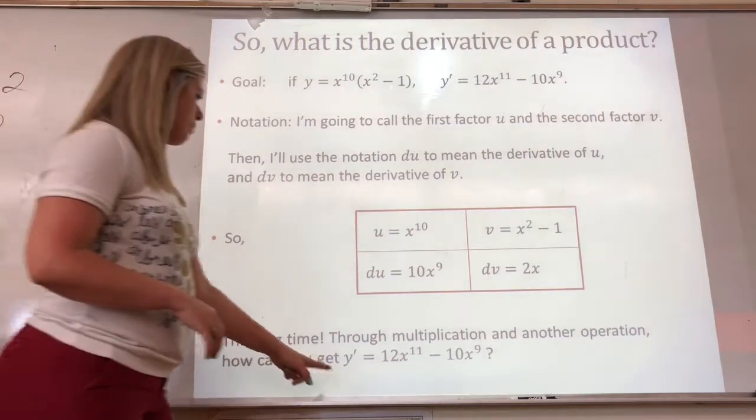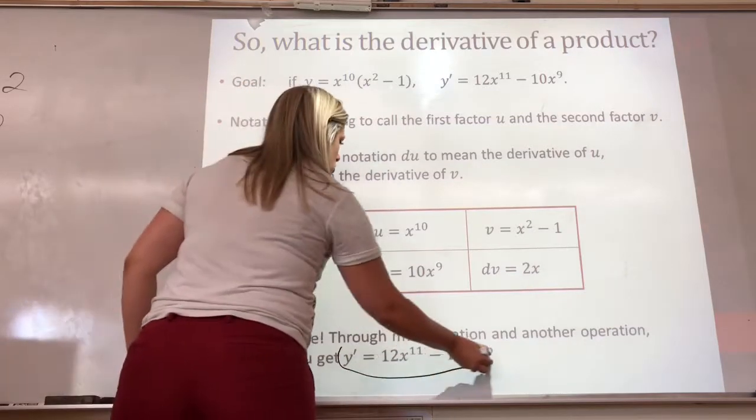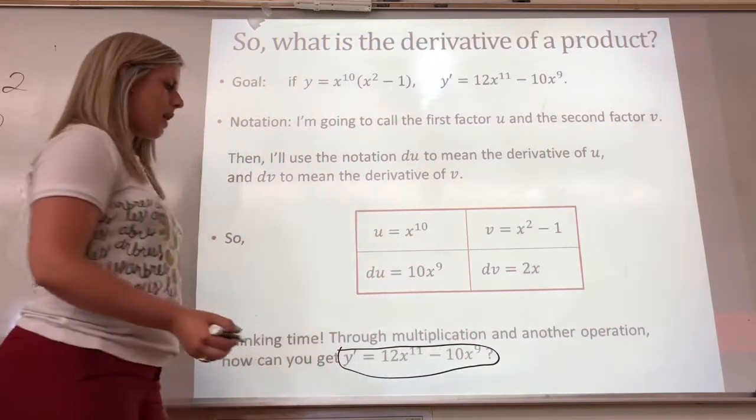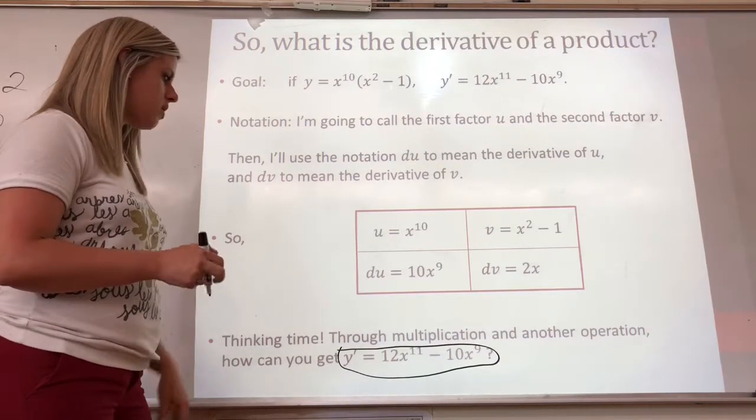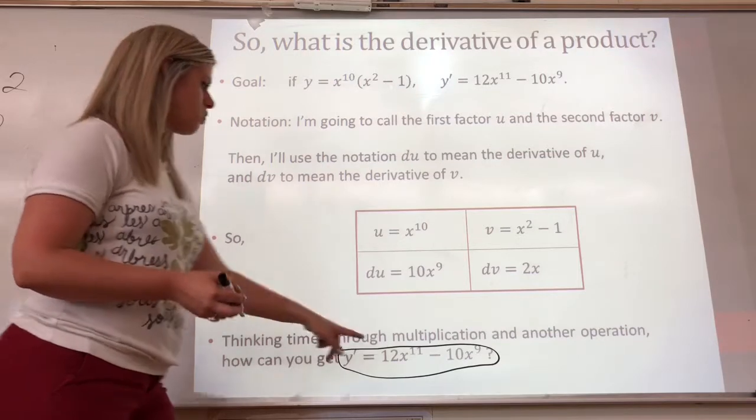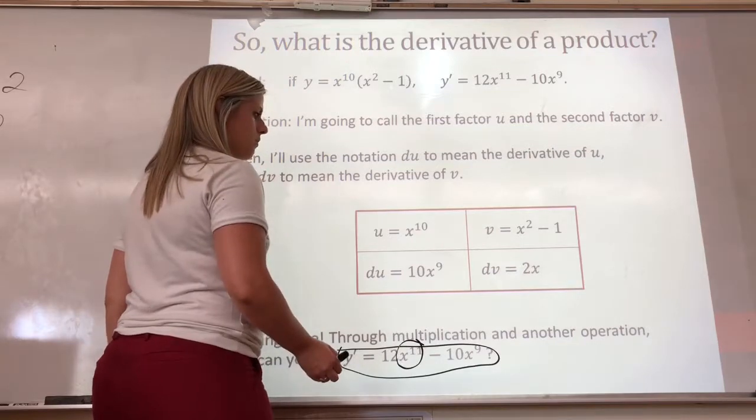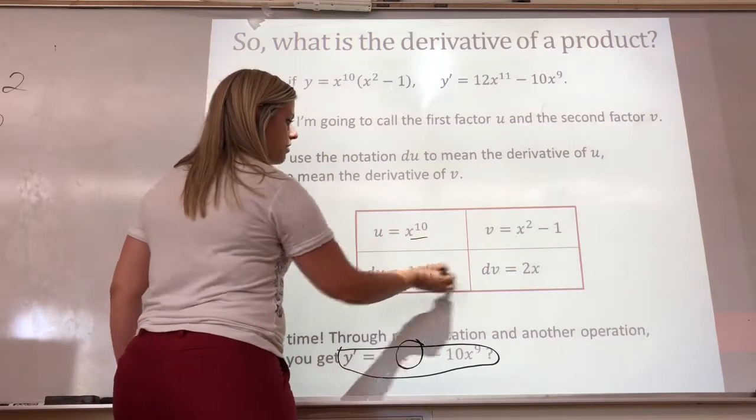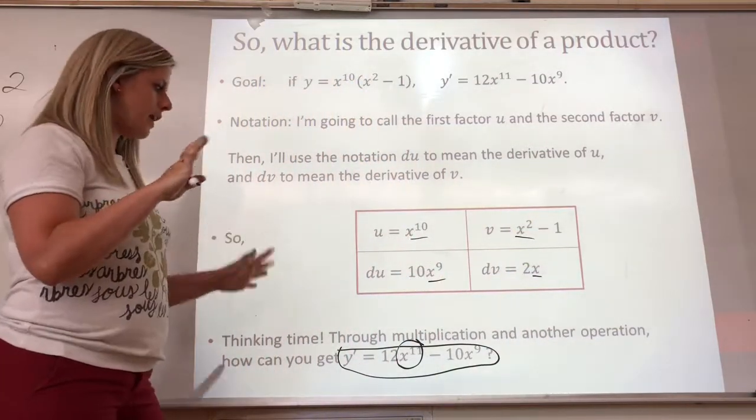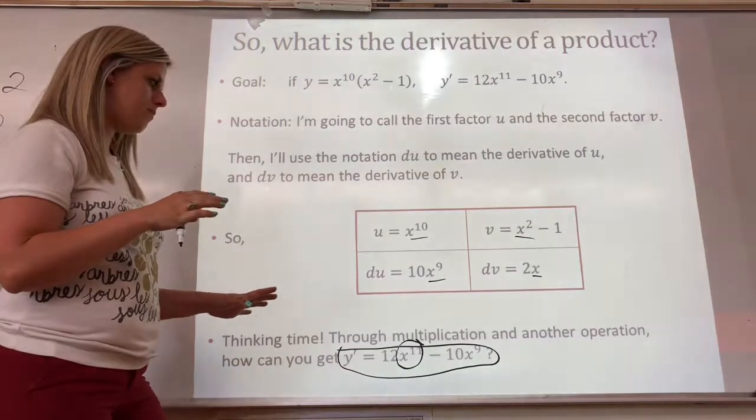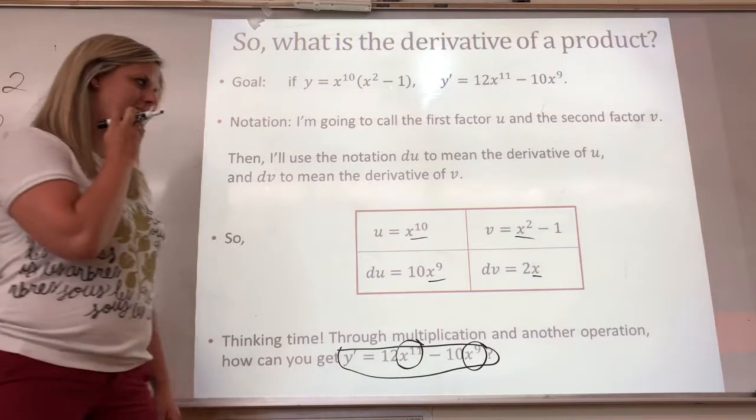How can you get y prime equals 12x to the 11 minus 10x to the 9? So you're going to try your best to explain this. But here's what I want you to focus on, not the 12 and the 10, but through multiplication, how can you get an x to the 11? See how I have an x to the 10, an x to the 9, an x squared, and an x? Through multiplication, how can I get an 11 going on? And then, how can I get an x to the 9th going on?